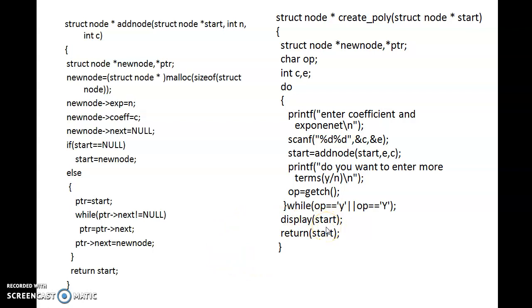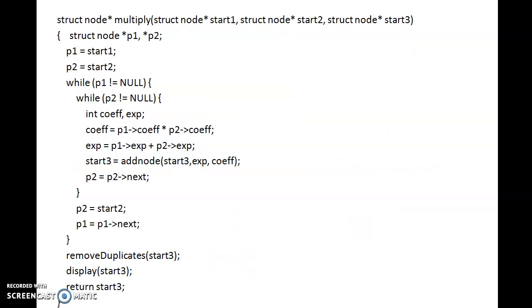Okay. So now we'll see the two functions, remove duplicates and multiply. So at first we'll see the multiply function. This multiply function is multiplying the two polynomials and placing the result into start 3. So now P1 pointer is pointing to the first polynomial, that is start 1. P2 pointer is pointing to start 2. And we are performing this activity until P1 is not equal to null and internally P2 is not equal to null. At first I am starting with P1.